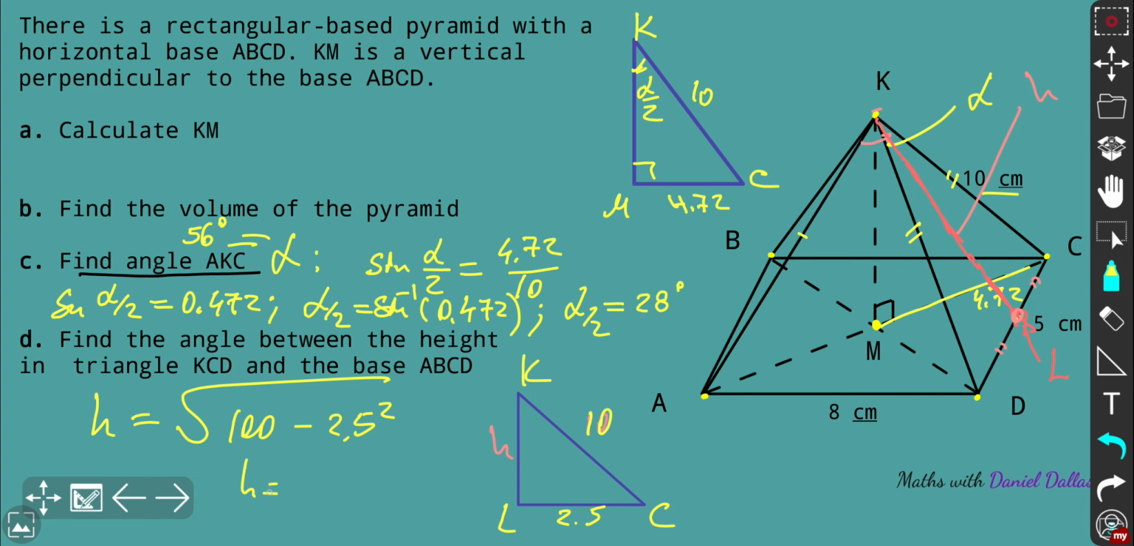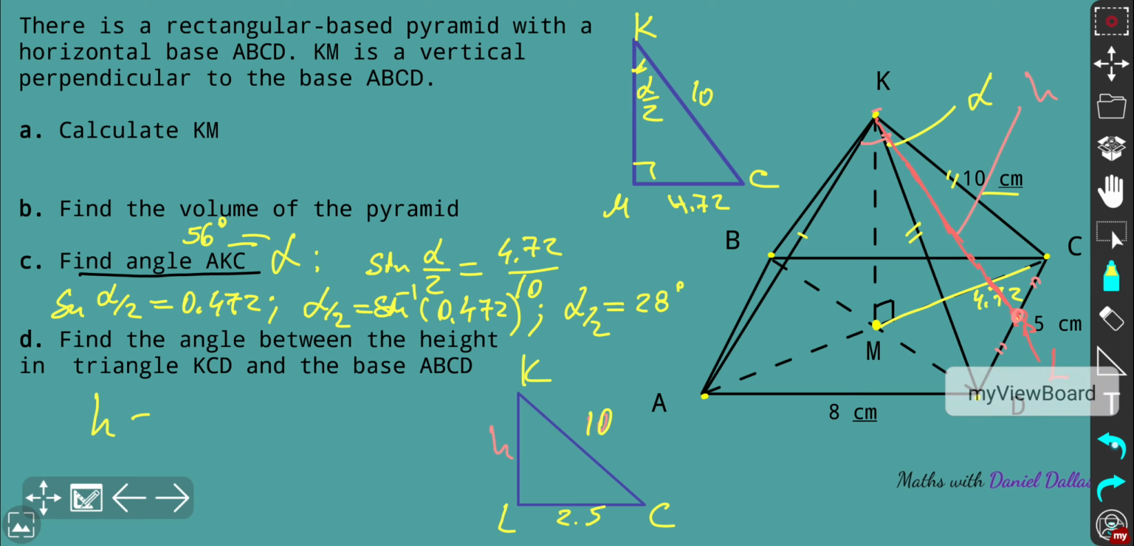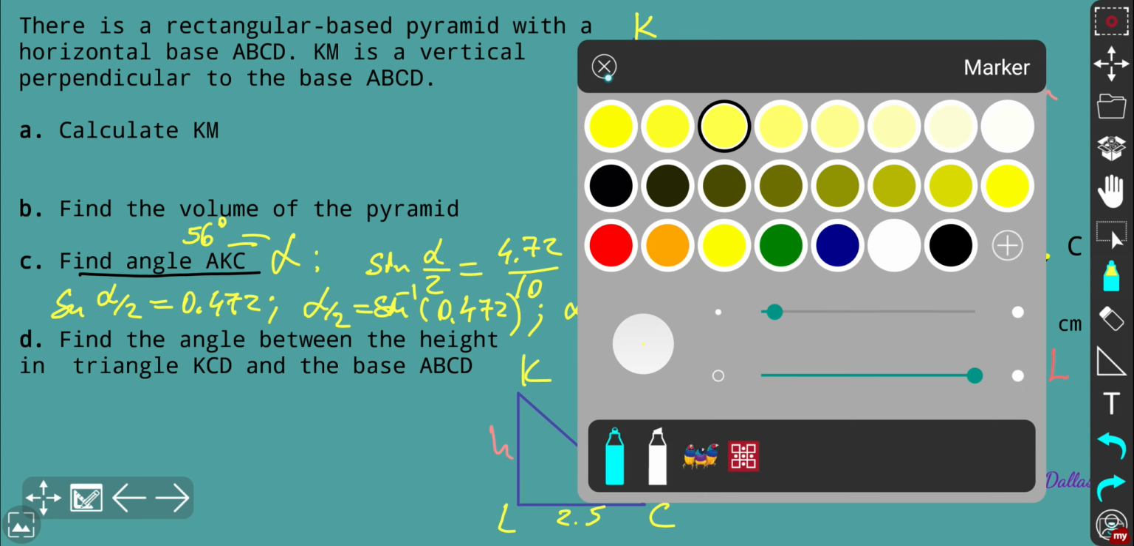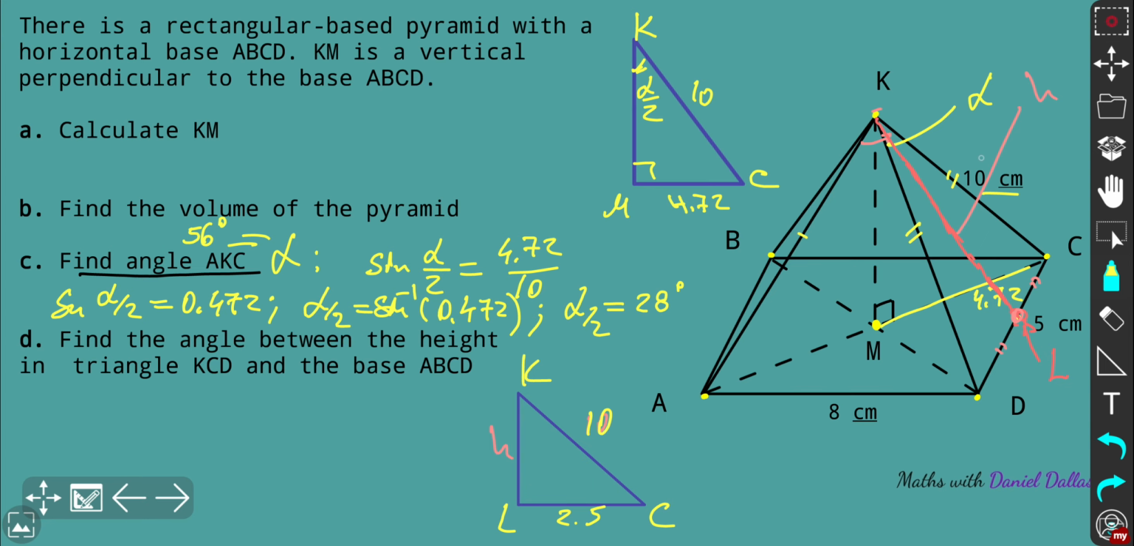Oh, wait, what were you doing? Actually, we don't need the height, sorry. Yeah, I was thinking that we're looking for the height. We don't need the height. We just simply need to calculate the angle between the height in the triangle and the base. Between the height of the triangle, yes. Oh, yes, the height and the base. Anyway, yes, we need to look for it.